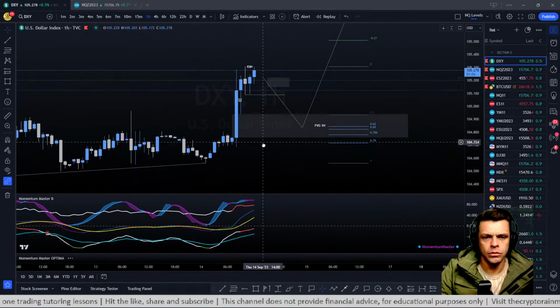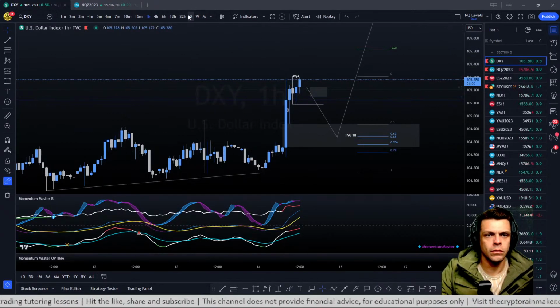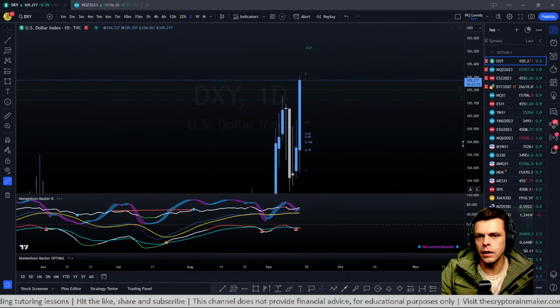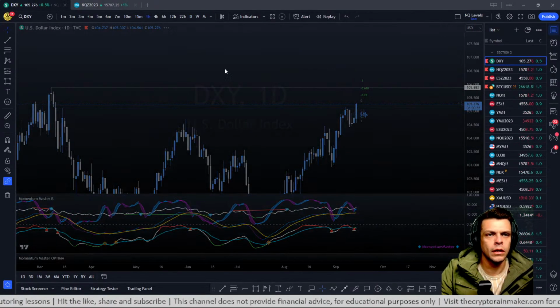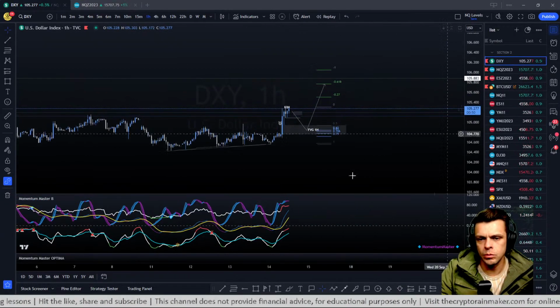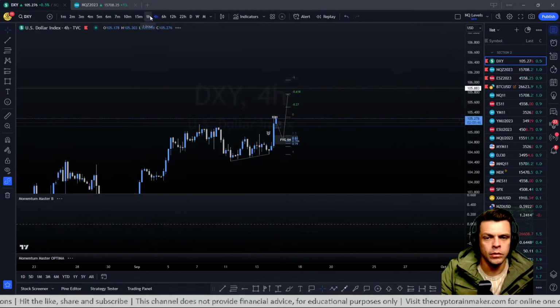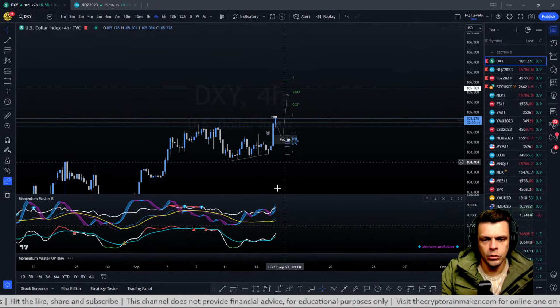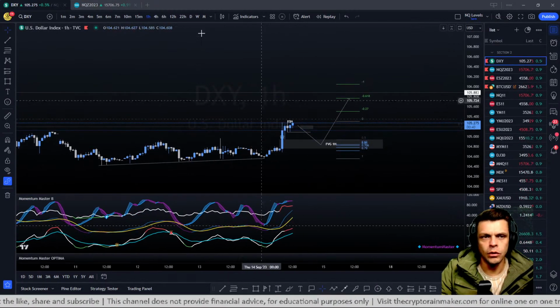Okay, so imbalance right there. In the larger volume imbalance on the daily, after taking buy side, it seems likely that it's in order for a little bit of a retracement. You can see how the 1 hour looks as well on the momentum master. 4 hours still has a little bit left, but the 1 hour can still do its thing.